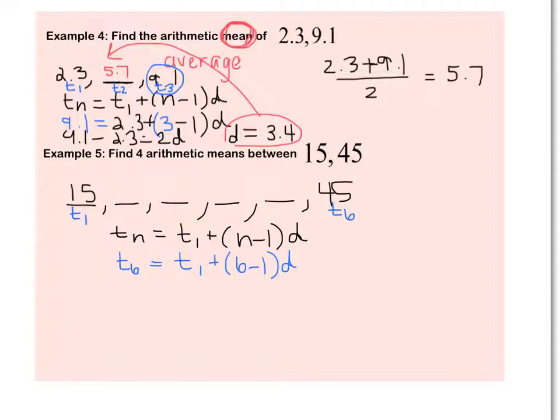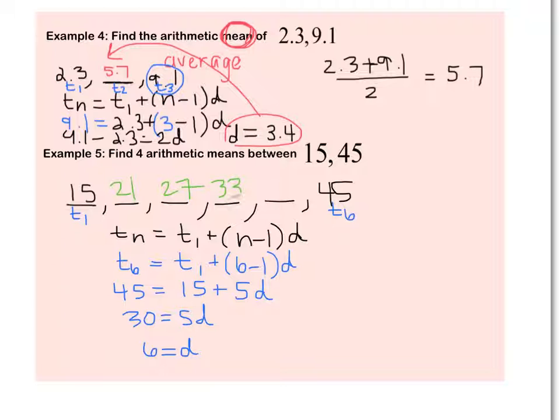then I just need to plug in T1 and I could find d. So T6 is 45, T1 is 15, that 6 minus 1 is 5, and now I can solve for d. So 30 equals 5d, or 6 equals d. So now I have the common difference, and I can just add 6 between each term. So I have 15 plus 6, which gives 21, plus 6 is 27, plus 6 is 33, plus 6 is 39. And there we go.